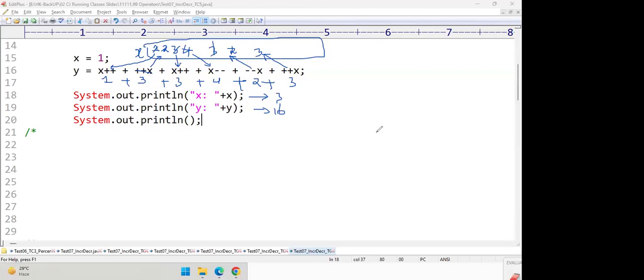Got the flow? x plus plus means read, substitute, increase. Plus plus x means increase, read, substitute. Simple.